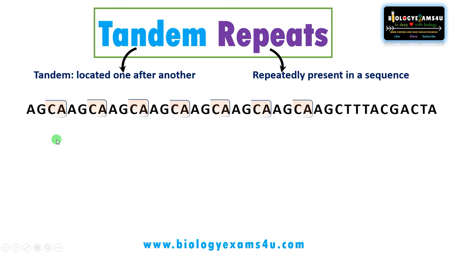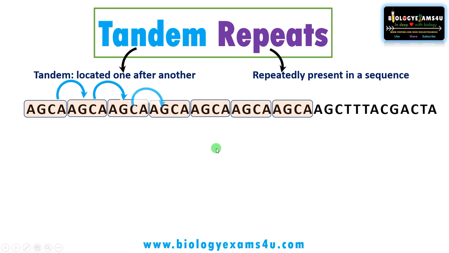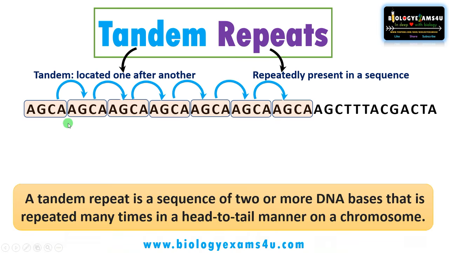On a close look, we can see that this AGCA is repeated many times, one after the other. So this is called a tandem repeat. A tandem repeat is a sequence of two or more DNA bases that is repeated many times, here it is seven times, in a head-to-tail manner on a chromosome.